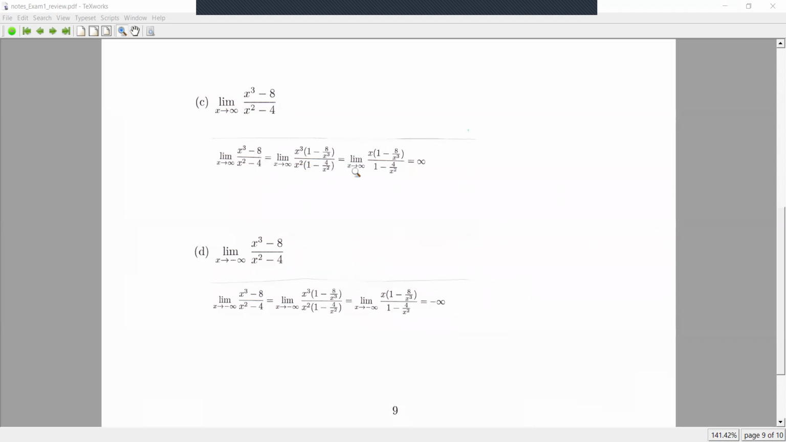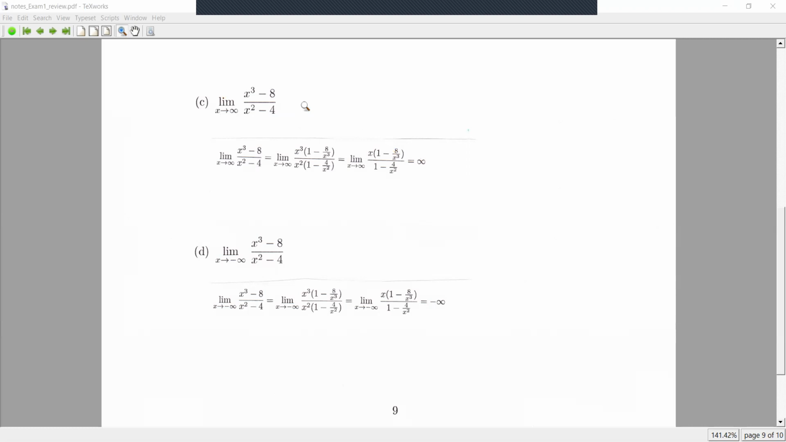Now, as x approaches infinity, 8 over x to the third approaches 0. So 1 minus 8 over x to the third approaches 1. 4 over x squared approaches 0. So 1 minus 4 over x squared approaches 1. Here, there is an x. This x approaches infinity. So the whole thing approaches infinity. So this limit is infinity.